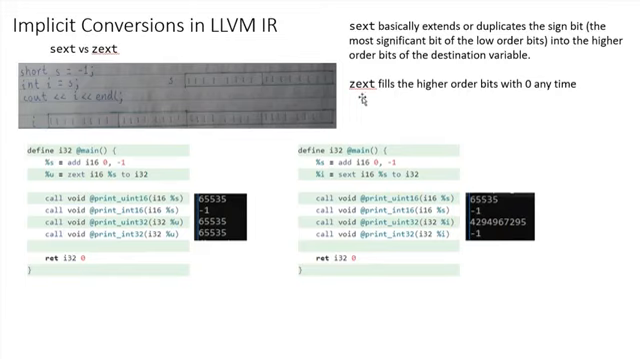However, unlike sext, zext on the other hand fills the high order bits with 0 every time, not depending on whether the sign bit is set or not. So in this example, we are zero extending the 16-bit number into the 32-bit number, which would basically involve putting zeros over the higher order bits. And if we print the unsigned representation of the original 16-bit number, it's 65,535. If we print it as a negative number, it's -1.